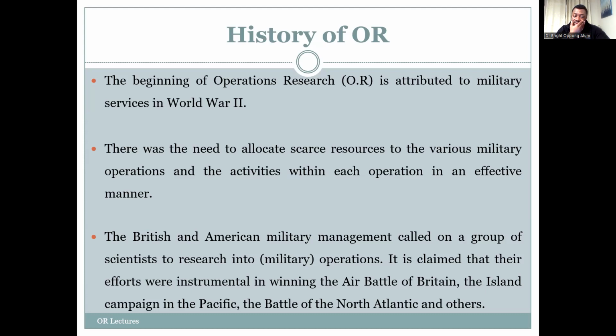OR, operations research, actually began during World War II. It's mostly attributed to the military operations during World War II. What happened was that the war took more time to stop, and so most of the resources of the military personnel were running short, and therefore there was the need to allocate scarce resources. There was the need to allocate most of their machineries or their arsenals to the various fighting sectors.